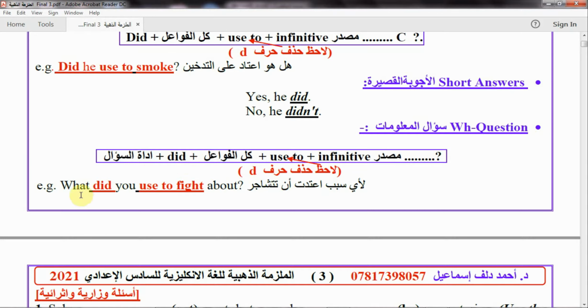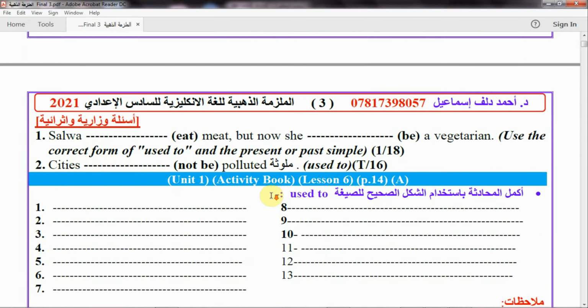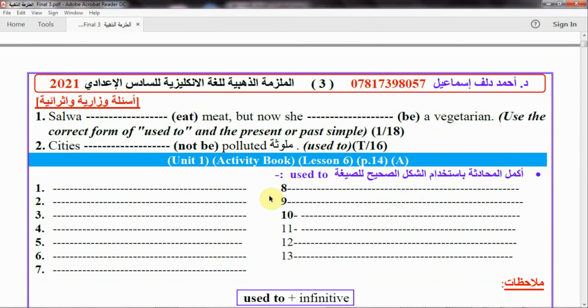For example, what did you used to fight about? لأي سبب اعتدت أن تتشاجر، يقصد سابقا في الماضي. Here we have ministerial questions and exercise letter A on page 14 in your activity book. Try to answer them and send me your answers to correct them.